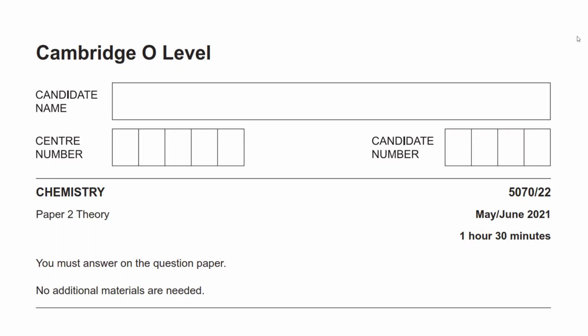Hello and welcome. This is Cambridge O-Level Chemistry paper number 2. The subject code is 5070. This is the May-June 2021 exam, and this is version 2 for this exam. This is a 1 hour and 30 minutes exam. So let's start.